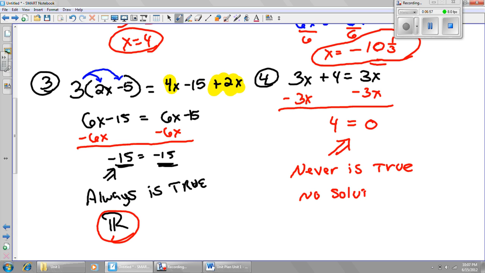When you end up with an equation that is never true, it is never true that 4 equals 0. There's no solution. If I had done the work and ended up with 5 equals 3, I know that's not the case. 5 doesn't equal 3. It's no solution. Okay, that's your video for today.